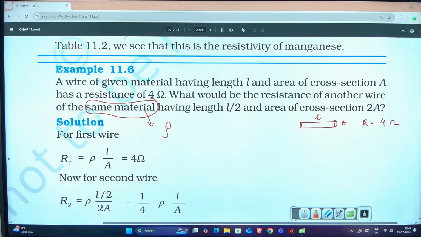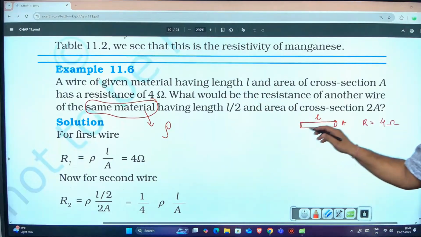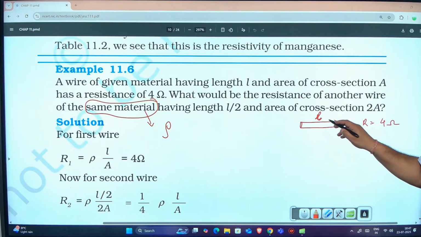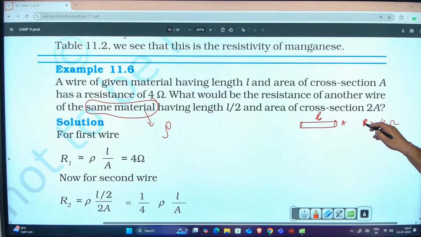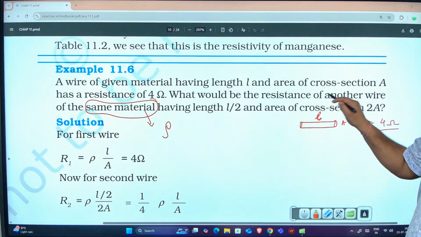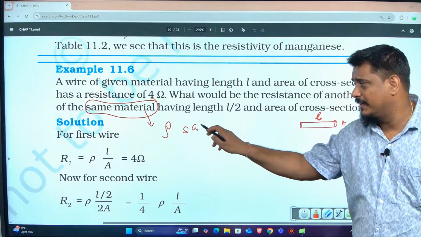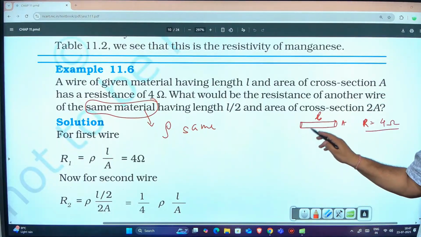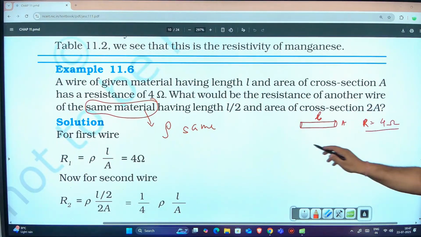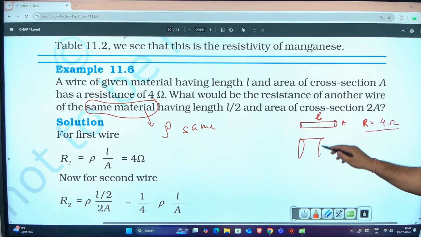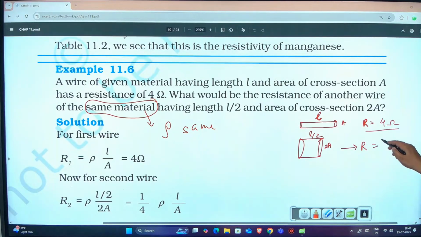I hope you are able to hear me now. Yes, sir. So I said in the first wire, they have given the value of length as L, area as A, and resistance as 4 ohm. Then they are saying what would be the resistance of another wire of the same material. Same material means what is the same? Resistivity is the same. Having length L by 2, which means smaller length, and area of cross section 2A. It means it is thicker also and smaller also. So this will be 2A and this will be L by 2. They are asking what is its resistance. This is the question, isn't it?